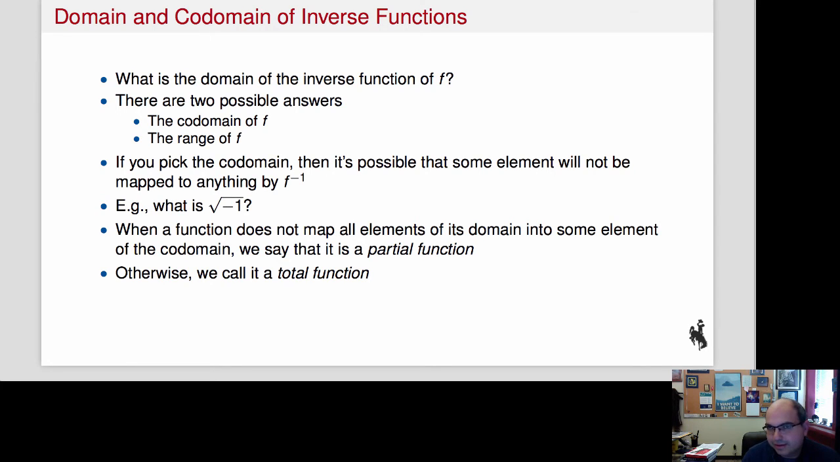On the other hand, if you pick the entire codomain, then it's possible, unless the function is onto, that we pick a number and it doesn't have an inverse. So f inverse of that number doesn't exist. And here's a simple example of that, right? What is the square root of -1?